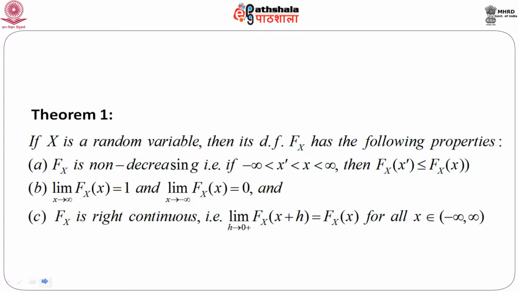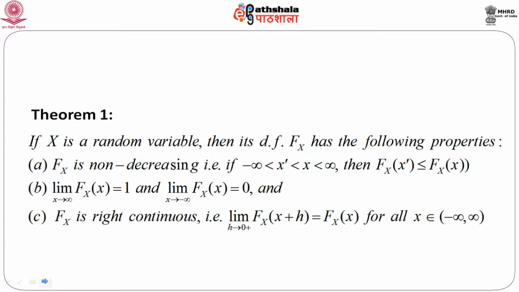First property is that the distribution function, capital F of x, is non-decreasing in x. That means, if you take two values of x, one is x prime which is less than x, then capital F of x prime is less than or equal to capital F of x. That means it is non-decreasing. It might be strictly increasing, but the general idea is that it should be at least non-decreasing.